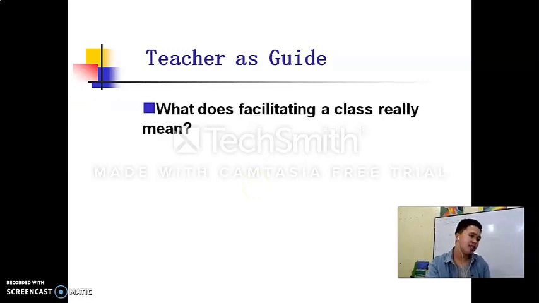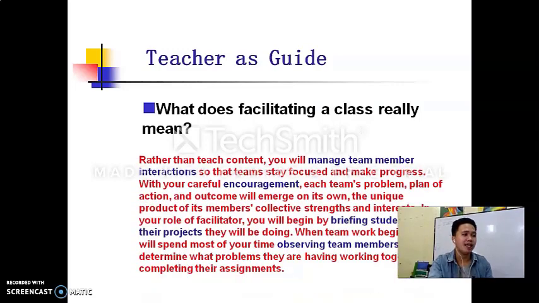When the teacher is a guide, what does facilitating a class really mean? No, kapag si teacher guide lang siya, ano ba dapat ang gina-guide ni teacher? So, dapat si teacher kapag guide lang siya sa classroom, magaling siyang gumawa ng mga activities or mga concrete experiences that will let the students learn so much. Okay? Kailangan maganda siya, marunong siyang mag-formulate ng activities na that will involve students to have concrete learning.